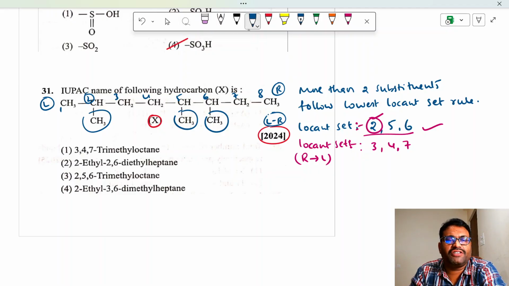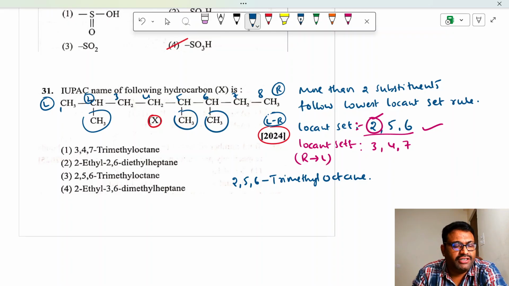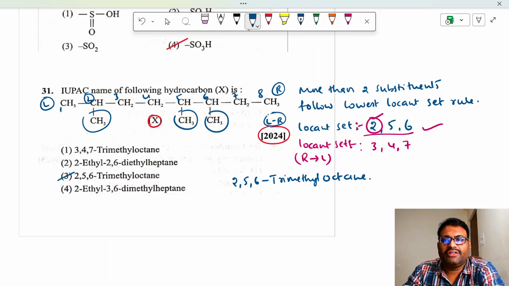Now what will be the name of this compound? 2, 5, 6 trimethyl. Next, the total number of carbon atoms in the parent chain is 8 carbon atoms, with single bonds, so octane. So where do you find this? You can find this in the third option, 2, 5, 6 trimethyl octane. Okay, let us see the next one.